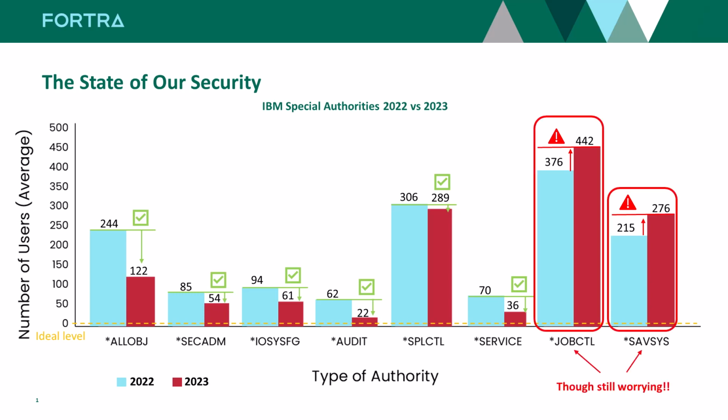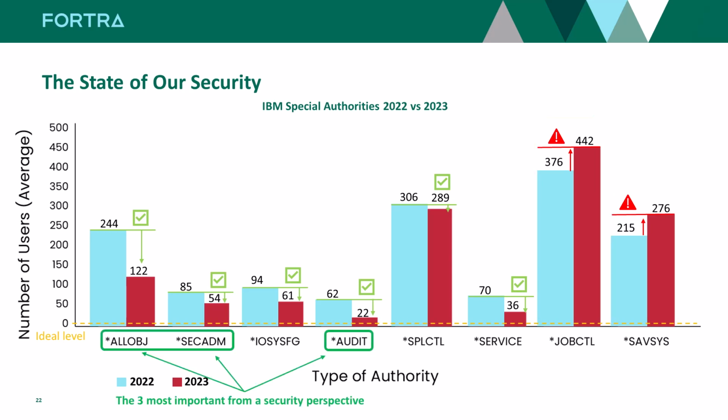And these two special authorities, even though they're not generally on our radar and we're not looking at them, and they certainly don't grant you what All Object does, but with Job Control, you can bring down the system by ending subsystems or ending critical jobs that are very important to your day-to-day business processes. And SaveSys can allow a user to gain access to proprietary data.